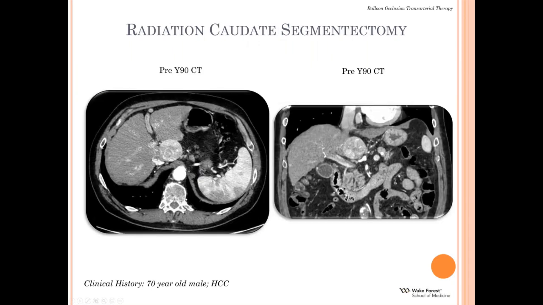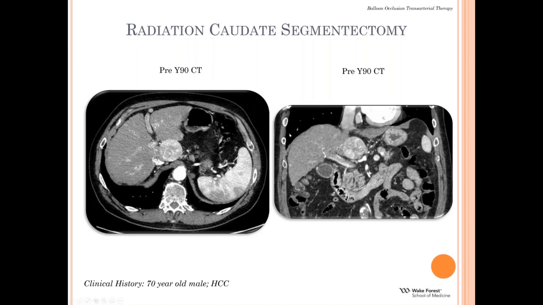Once you're able to do that in the more simple areas of the liver, out in the main right lobe or the main left lobe, we started doing this with caudate tumors. And caudate tumors are going to be much more challenging. It's a much smaller area, much smaller vessel. But it's a great option because these are not good areas for surgery and they're not good areas for ablation. And so this is a good case of radiation caudate segmentectomy using resin and a balloon occlusion microcatheter.